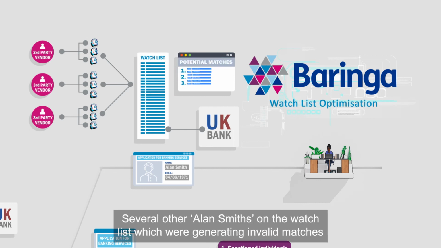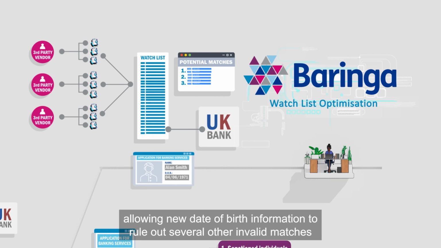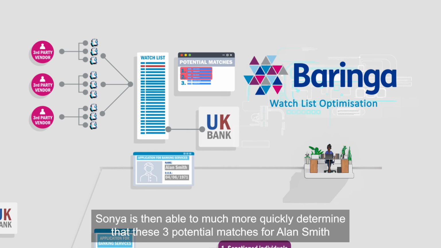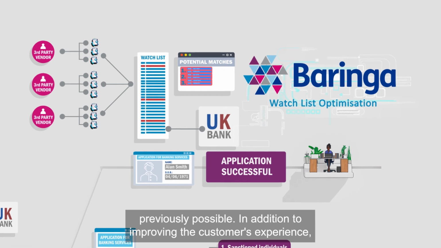Several other Alan Smiths on the watch list, which were generating invalid matches against the customer, have also been removed. Some watchlist entries have been enriched, allowing new date of birth information to rule out several other invalid matches. Sonia is then able to much more quickly determine that these 3 potential matches for Alan Smith are not true matches, and she completes the screening process far more quickly than was previously possible.